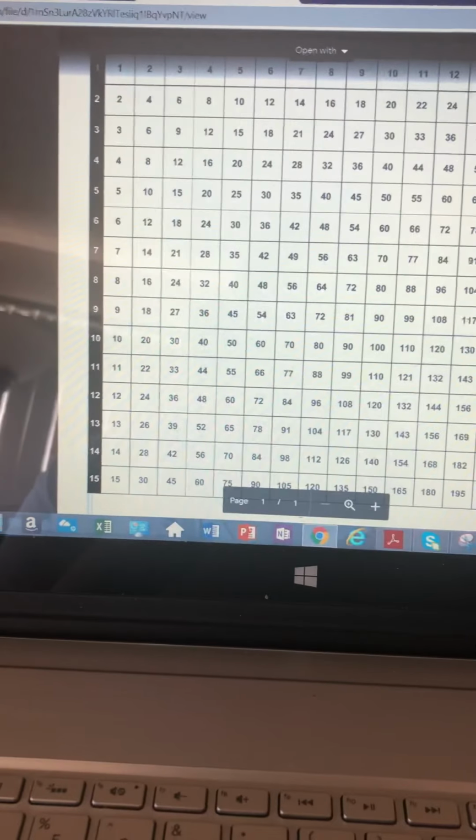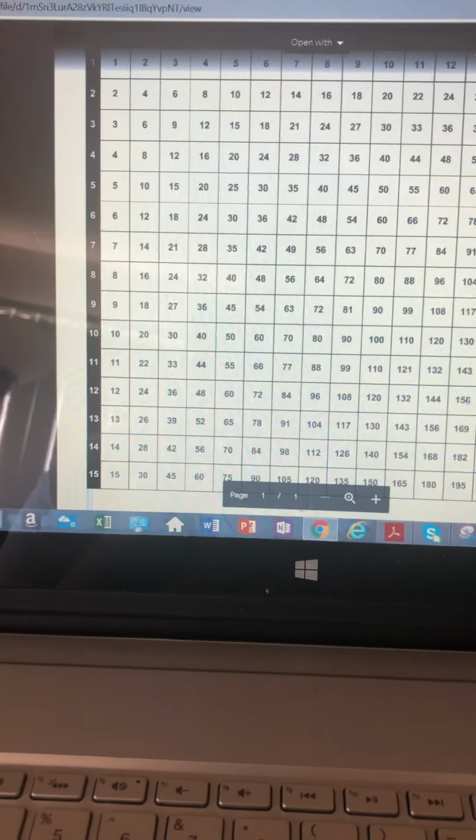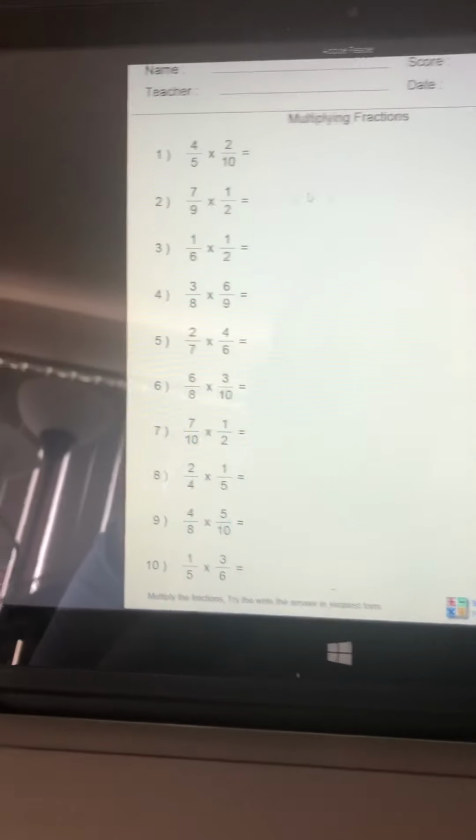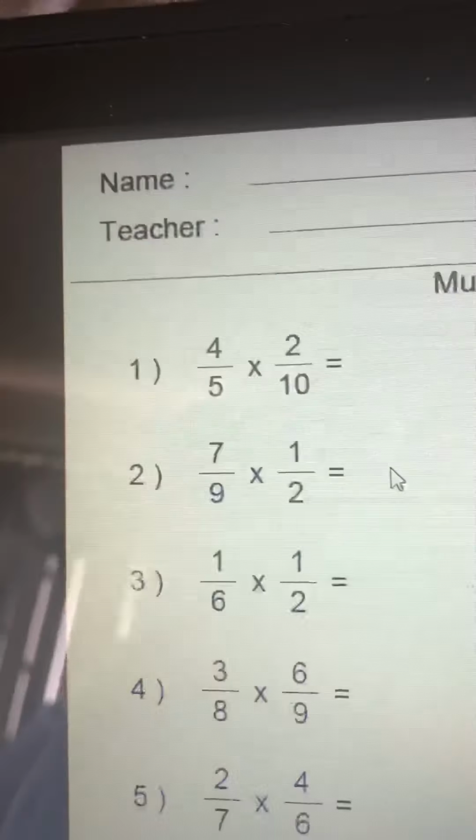You're going to have a worksheet with 10 problems. Okay, let me pull that out right now. Okay, so right now we're going to be doing number 1, all right? So 4 over 5 times 2 over 10. Okay, so there's 2 ways to solve this.